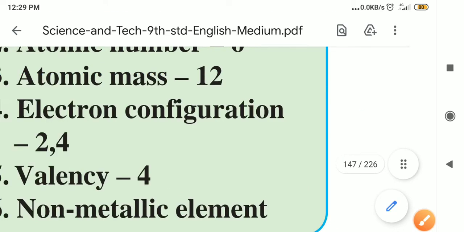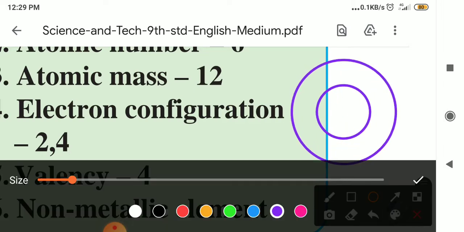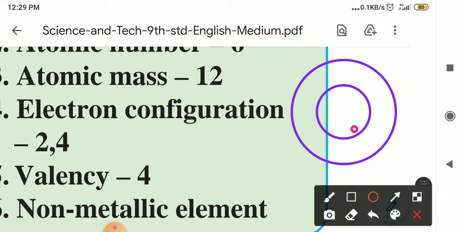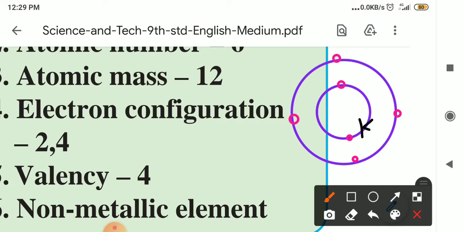If you draw its structure, you will notice that in the first orbit there are 2 electrons, and in the second orbit how many? 4 electrons enter. Okay, so this is the carbon. Now if you see here, this is the K shell and this is the L shell. This is the nucleus. Inside it protons are present. How many protons did I tell you? 6. How many neutrons? 6, and 6 electrons are revolving around the nucleus.